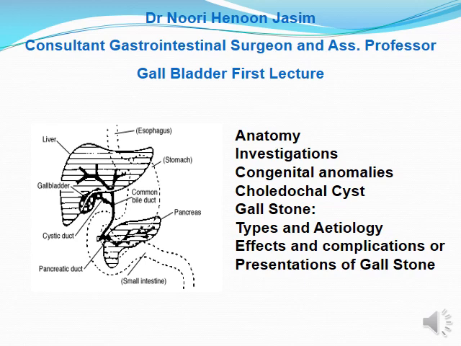This is the first slide in gallbladder. The objectives include briefly speaking about anatomy, investigations, congenital anomalies, choledochal cyst, gallstones, including types and etiology, effects and complications, or presentation of gallstone.